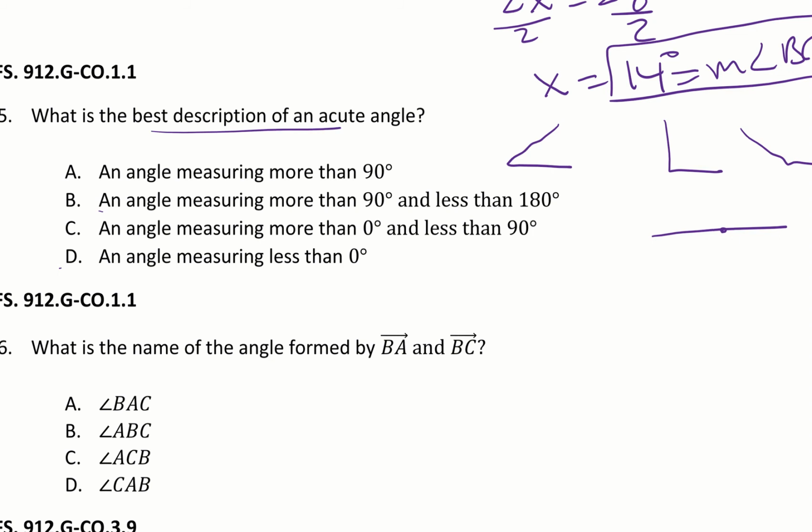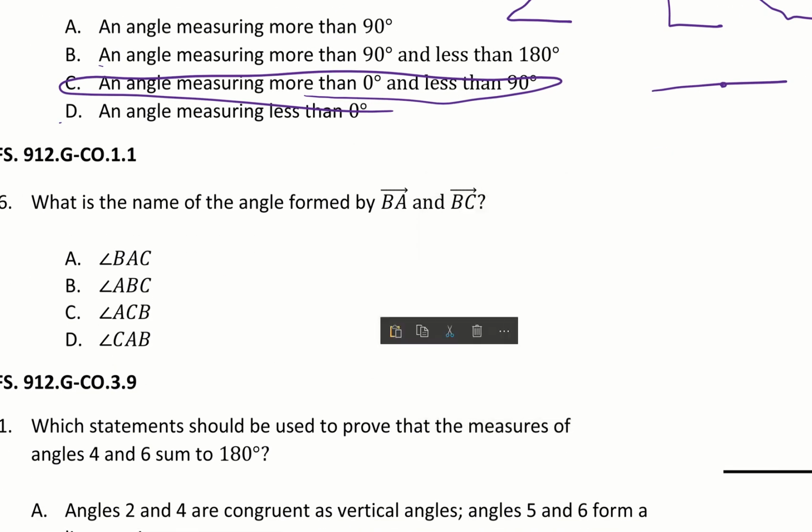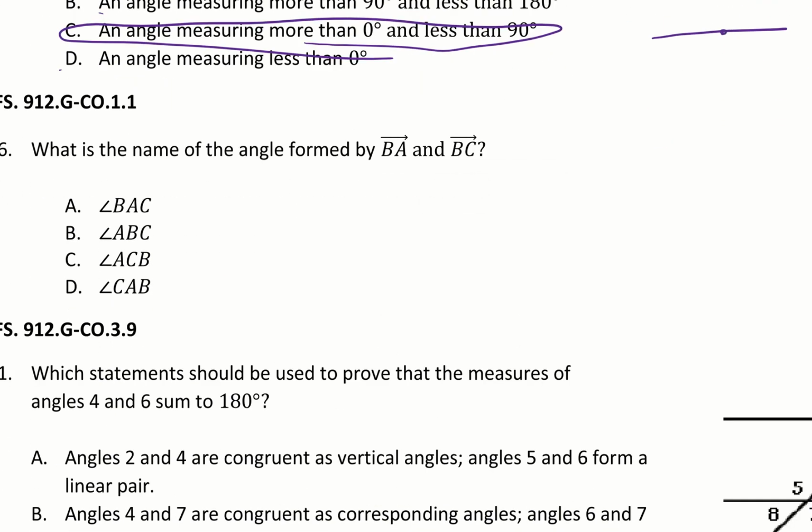The best description: an angle measuring more than 0 but less than 90. So more than 0 but less than 90. What is the name of the angle formed by BA and BC? So again, this is another definition thing. This is a ray, this is a ray. Remember that an angle is formed by the joining of two rays at a point. So if we have a point here, we have a ray, and then this is another ray.